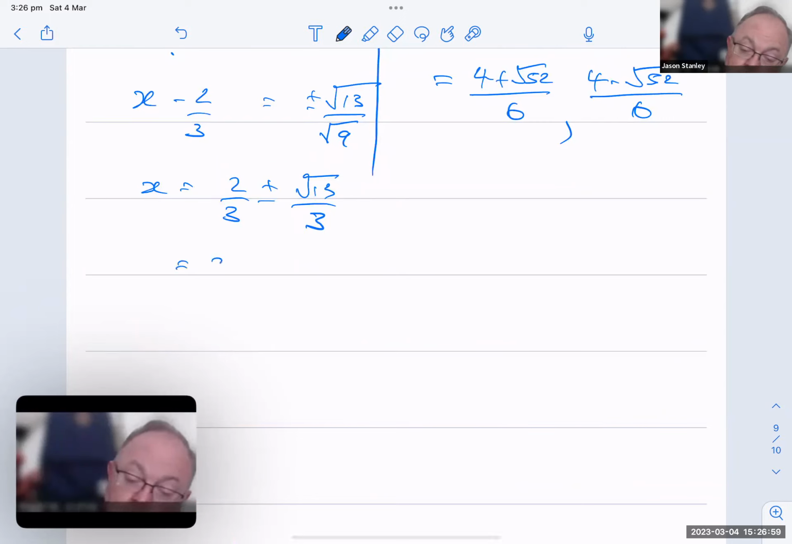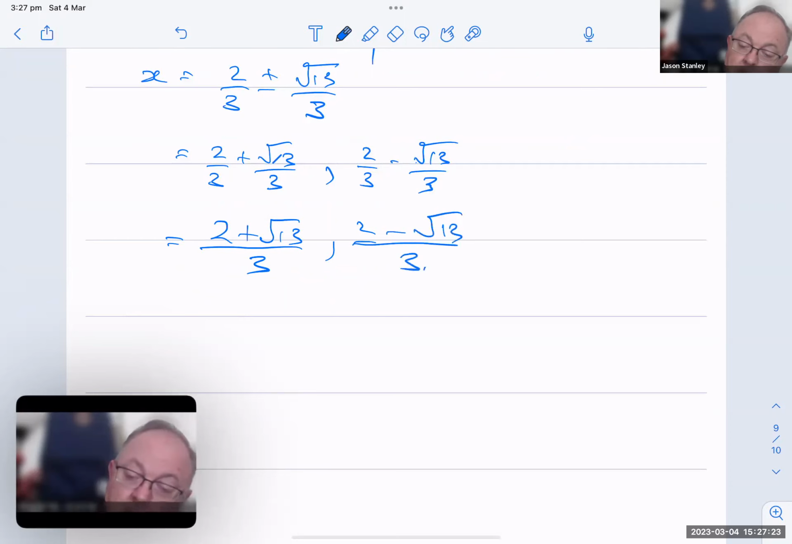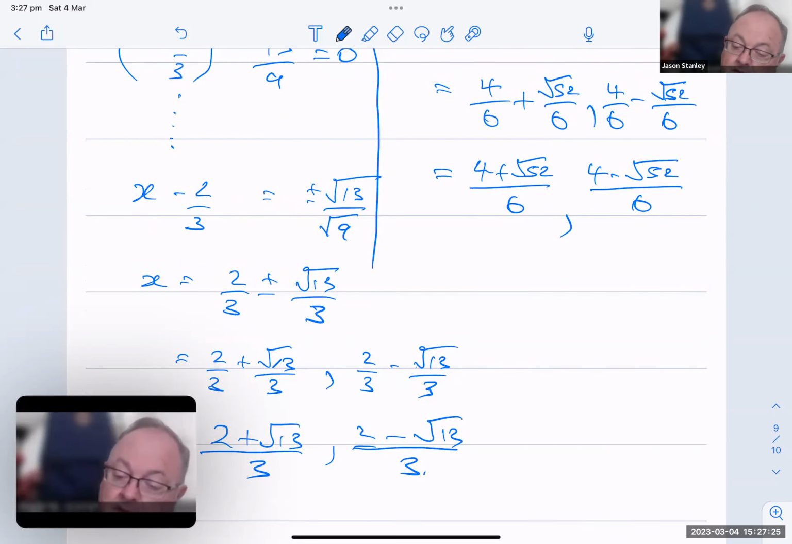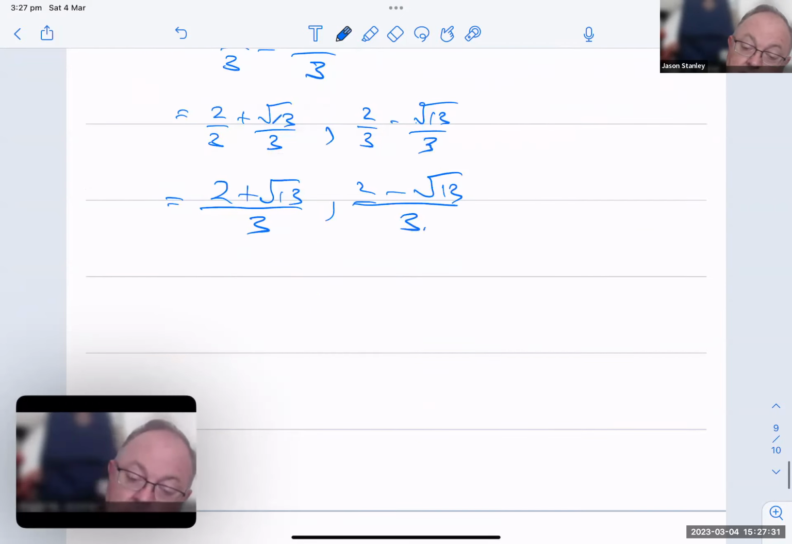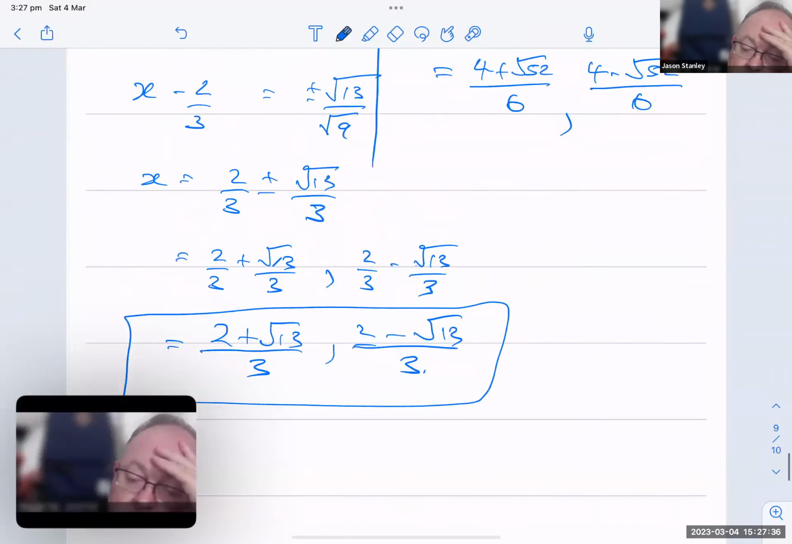Okay, so what have we got here? We've got 2 on 3 plus root 13 on 3. I think we're okay. Comma, 2 on 3 minus root 13 on 3. So the same family. So I get 2 plus root 13 on 3, and 2 on 3, oops, minus root 13 on 3. Okay, so what's the difference? This is 6. So you can clearly see that if we multiply top and bottom by 2, you know, I'll do it because it's a bit of fun. So that's the same as that. It's just reduced.